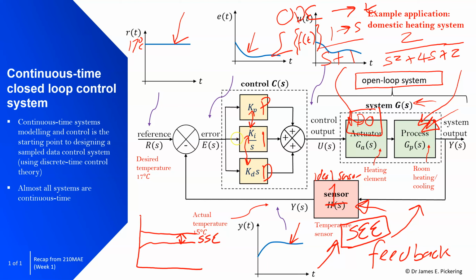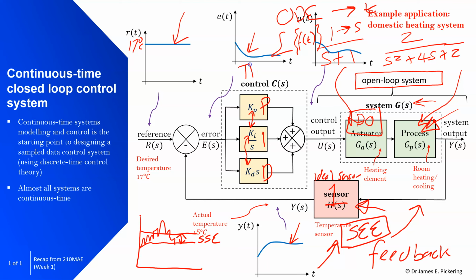The integral will eliminate any steady state error. The derivative, what that's very useful for is if you have a system and it's got quite a lot of oscillation on the response, it will help reduce that. So these three terms combined are very, very powerful in terms of getting your control system to effectively do what you want it to do.